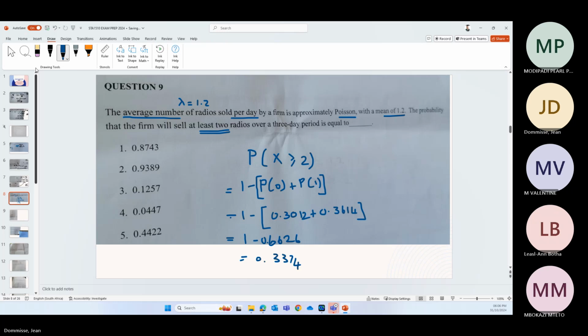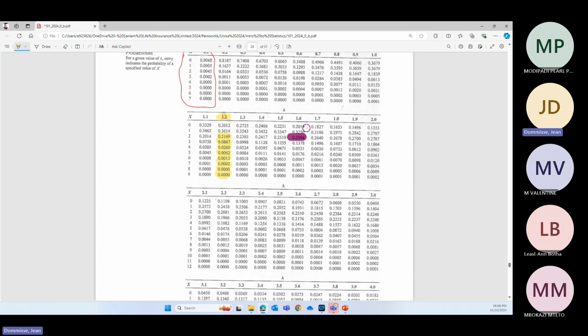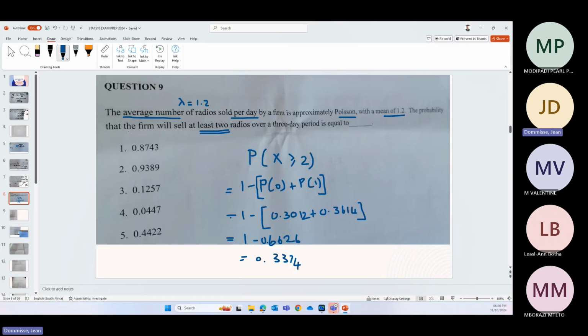Okay, this is very interesting. The average number of radios sold per day by a firm has a mean of 1.2. So we've got the mean of 1.2. What is the probability that the firm will sell at least, meaning 2 or more, so that's fine.